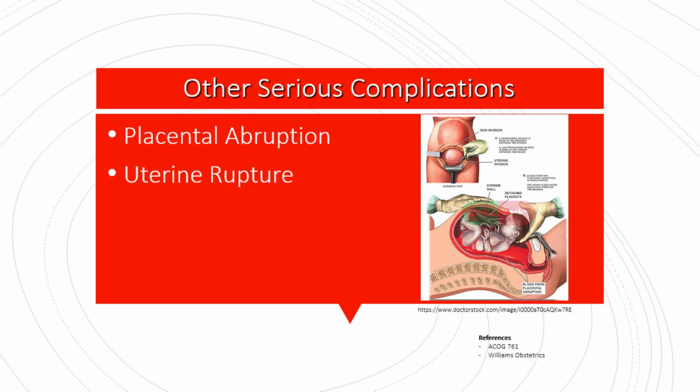Placental abruption is when the placenta detaches from the endometrium prematurely and often presents with painless vaginal bleeding and abnormal fetal heart rate. Whereas uterine rupture usually presents with abdominal pain and abnormal fetal heart rate. Both of these presentations are an indication for C-section and can lead to significant blood loss and patient instability.